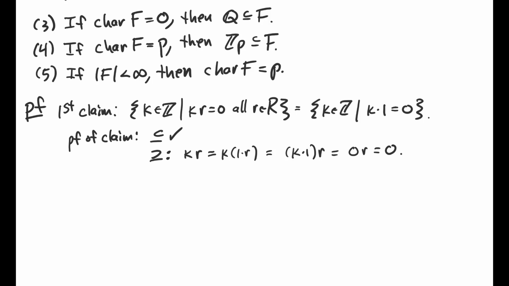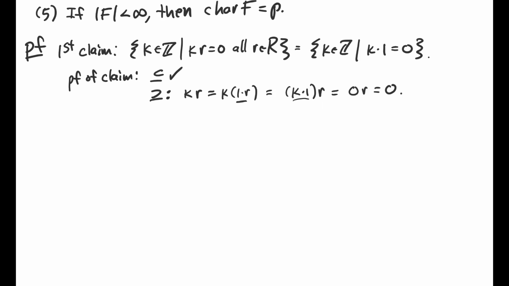For the reverse inclusion, we know that k kills the identity in R. We want to show it kills everyone else. So the trick is to write kr and stick a 1 in there. It's k times 1 times r. If you think about how this works, you've added the 1 times r k times, factor the r out on the right, so that'll be k times 1 times r. And then k times 1 was 0, so that's 0 times r, and then that's 0. So that's the proof of the claim.